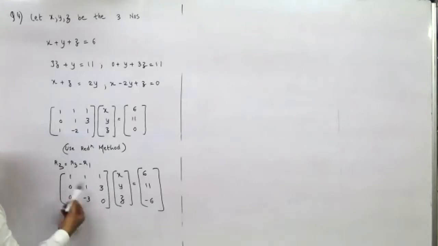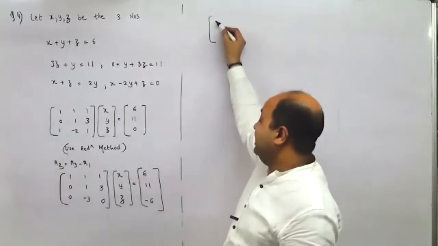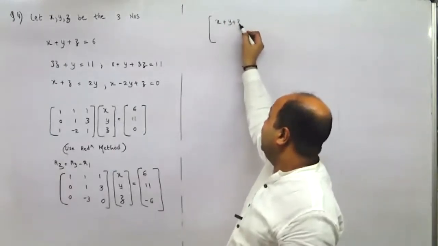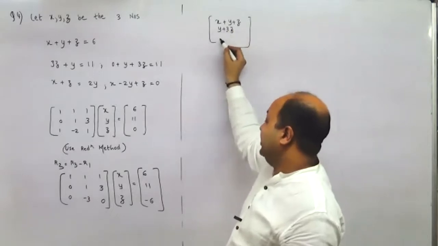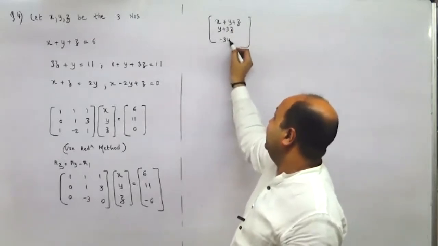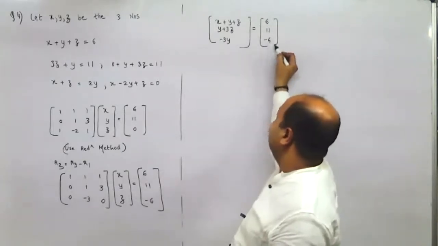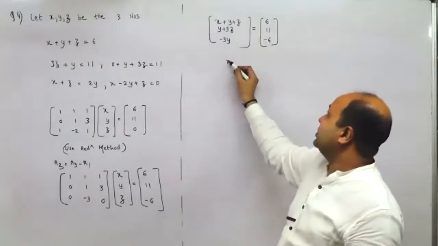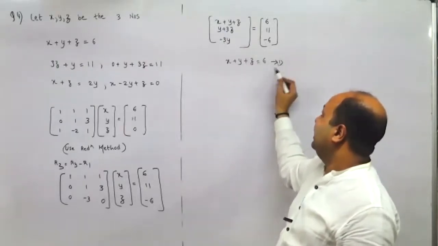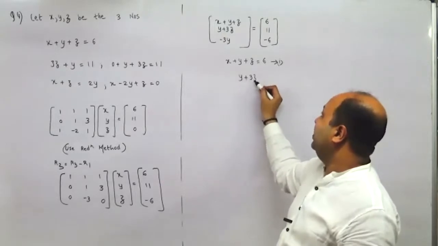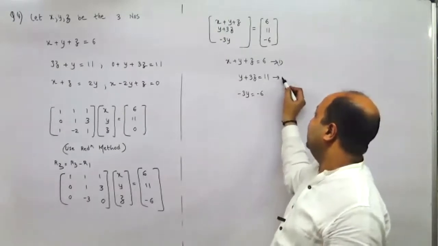Now, there are two zeros here, so we can solve it. Now, this would be x plus y plus z here. This would be y plus 3z here. This would be minus 3y here. This would be 6, 11 and minus 6 here. Now, x plus y plus z is 6 is the first equation. y plus 3z equal to 11 is the second equation. Minus 3y equal to minus 6 is the third equation.